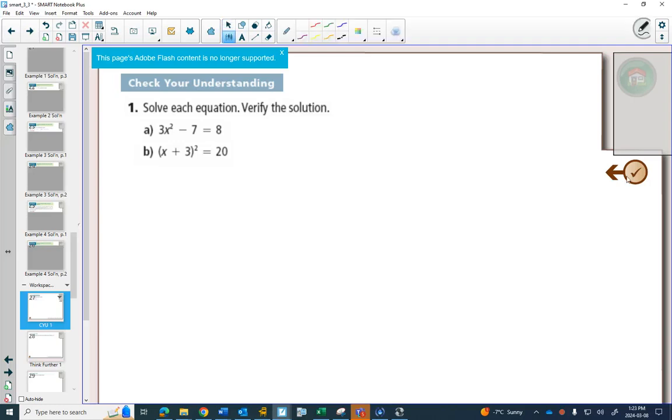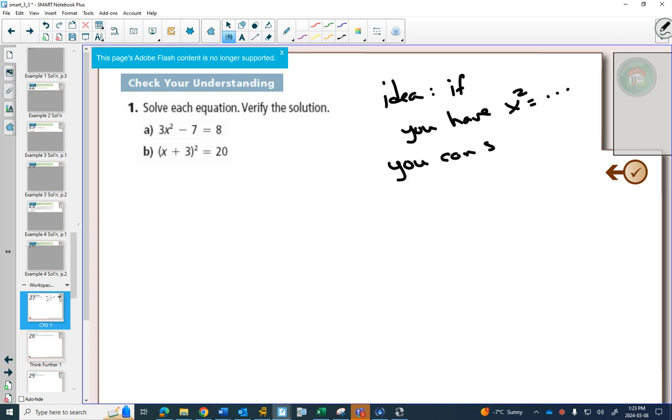And here's the big idea. If you have x squared equal to something, you can solve by square root. That's a simple idea. If I have x squared equals 10, I can square root both sides, I can solve for x. That's our big idea.